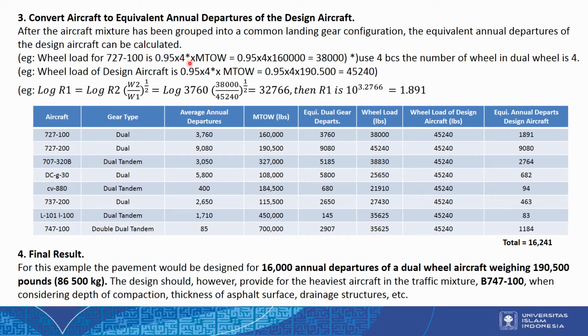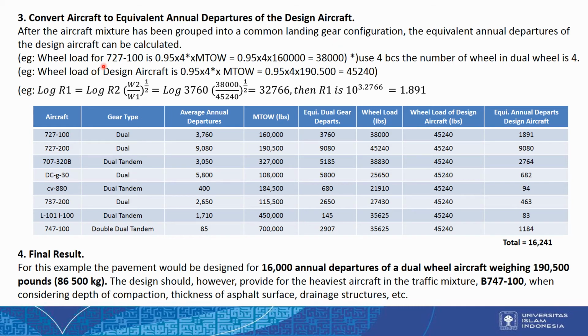And for this number 4, why do we use 4? Because the number of wheels in a dual wheel is 4. The dual wheel is the gear type of the design aircraft, so we use dual wheel. But sometimes the design aircraft is a different aircraft type with a different gear type, so we have to change this number. It's not 4 but maybe 6 or 8, etc. So it is based on the gear type of the aircraft.